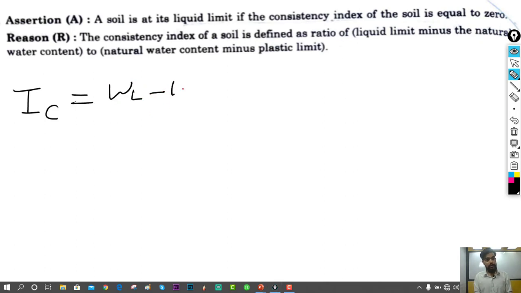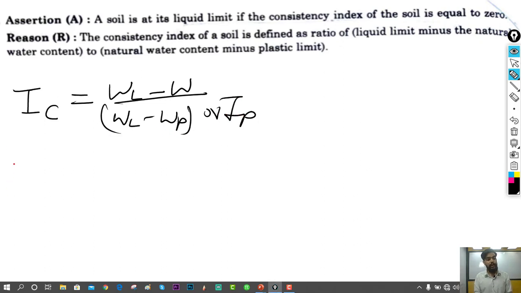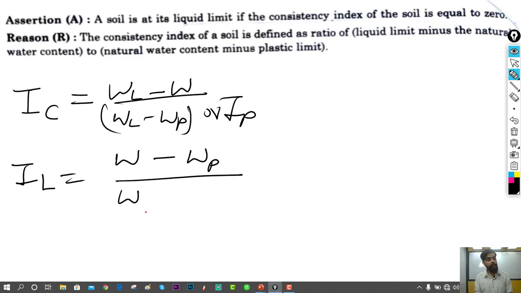Liquid limit minus natural water content divided by liquid limit minus WP, or we can say that it is plasticity index. And whenever we write the formula of liquidity index, what is the formula of liquidity? Natural water content minus WP divided by WL minus WP.